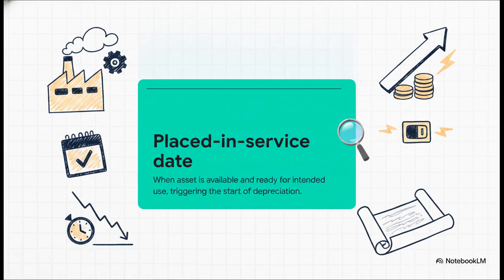So if you're building something from scratch, what we call construction in progress, it's the exact moment you sign that commissioning certificate. That signature flips the switch, moves it into PP&E, and officially activates the depreciation schedule.